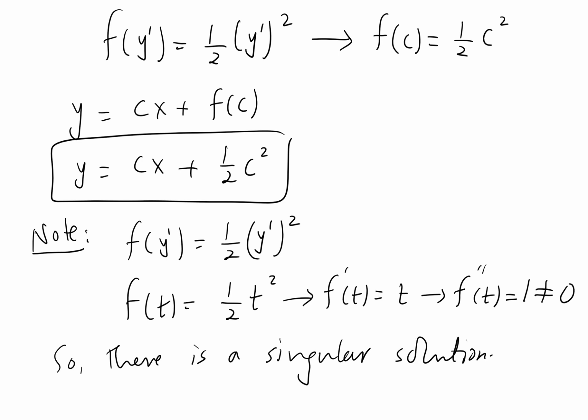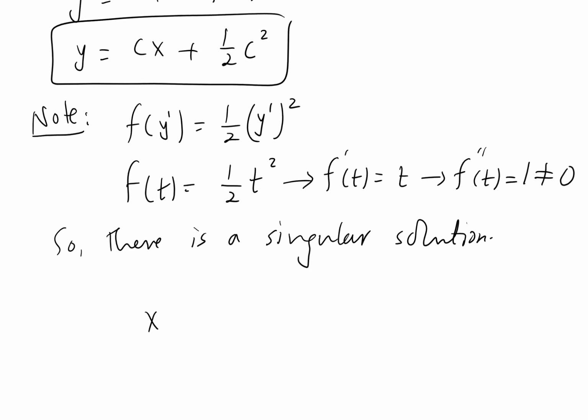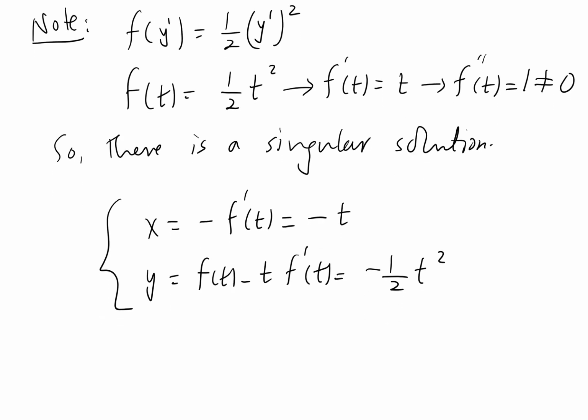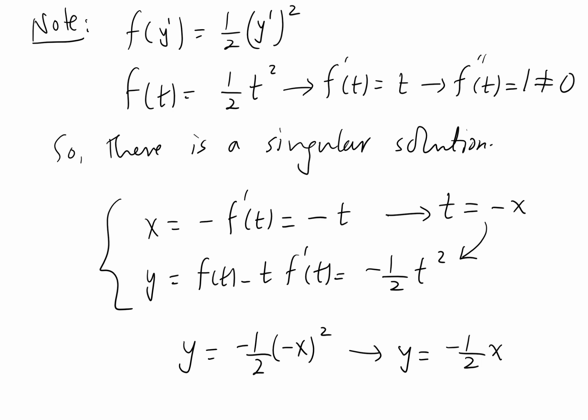And how do you find that singular solution? Well, we give you the formula: x is negative f prime of t, which we found to be t, and y is f of t minus t f prime of t, which is negative 1/2 t squared. Now what you can do from this one, you can solve for t, which is negative x, and substitute it in there. You get negative 1/2 times negative x squared. So y is negative 1/2 x squared. Do you see, this solution also works.